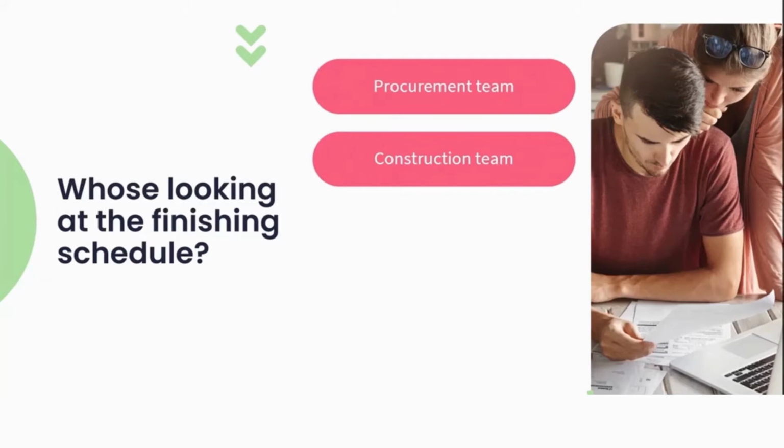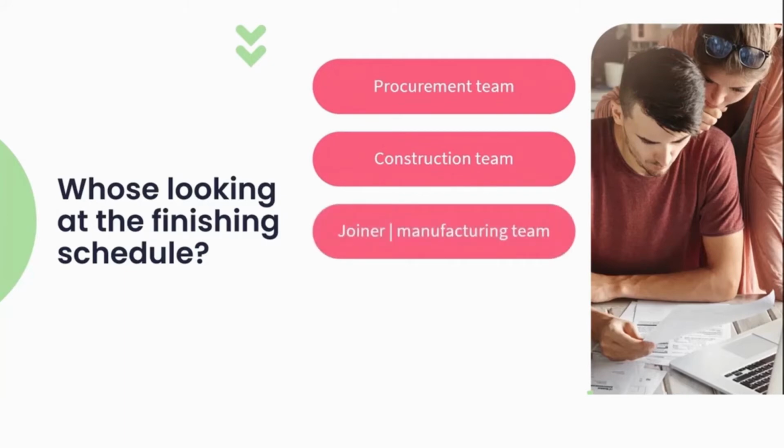Then the finishing schedule is important for the manufacturing team. The joiner or the manufacturer needs to know elements such as size, quantity, fixing procedure, color, and texture. Then we have the supplier. Never forget about the supplier.